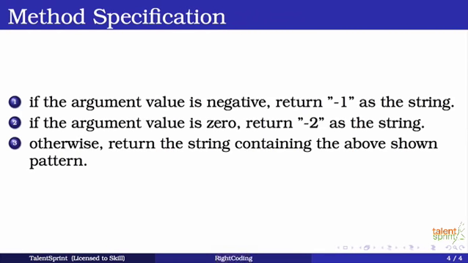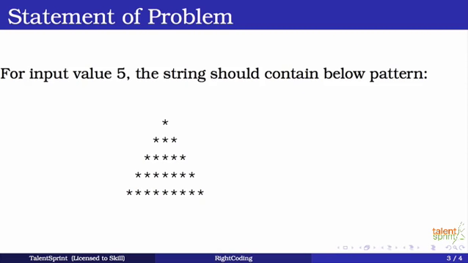Now, certain method specifications: if the argument value is negative, that means you don't have to generate any pattern, just return -1. If the argument value is 0, again, no pattern, return -2. And for all other values, return the string containing the above shown pattern. So your string should, on print, generate the pattern that was shown on the screen. So let's move on to the code.